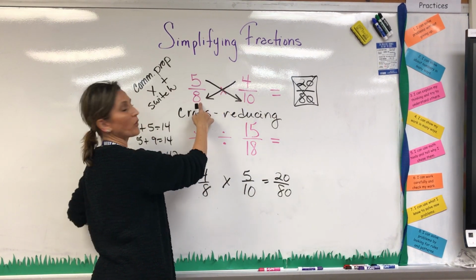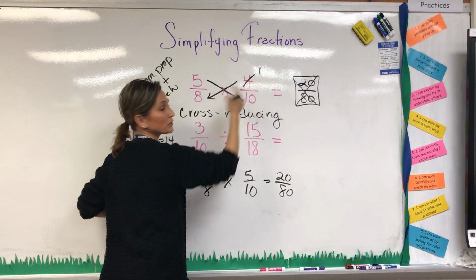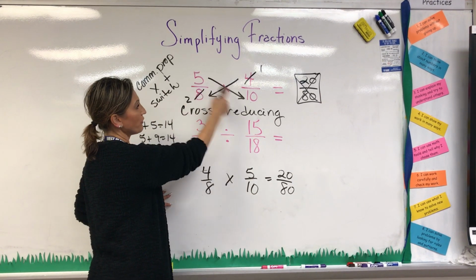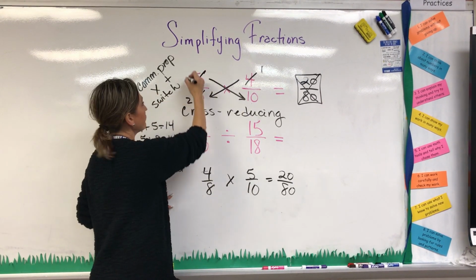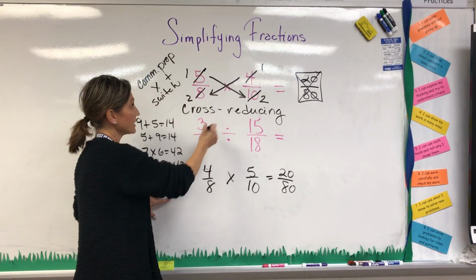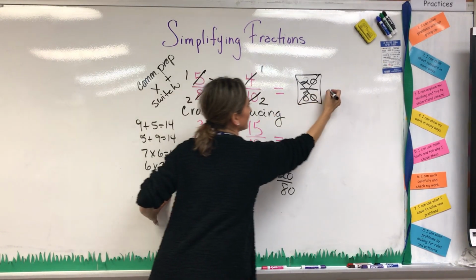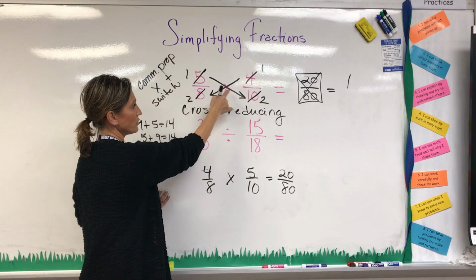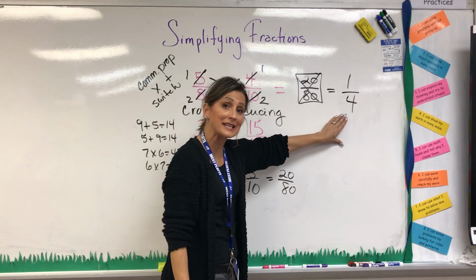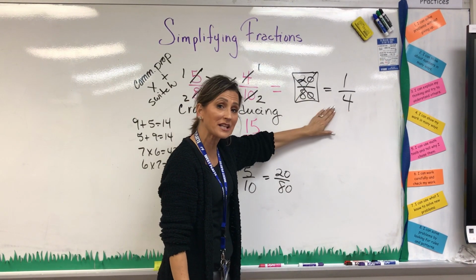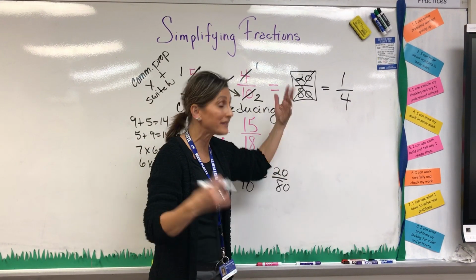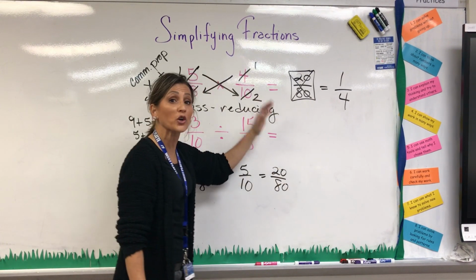And I noticed something between 4 and 8. I know 4 goes into 4 once, and I know 4 will go into 8 twice. They have a common factor. I also know 5 and 10 have a common factor. 5 will go into 5 once, and 5 will go into 10 twice. Now, those are in simplest terms. So I can go 1 times 1 equals 1, and 2 times 2 equals 4. And that's what 20/80 really is in simplest form. But the kids didn't have to come out here and wait to divide bigger numbers and forget what number goes into them, and then they end up getting it wrong. So that's what cross-reducing is.